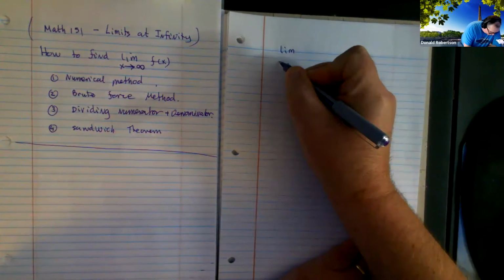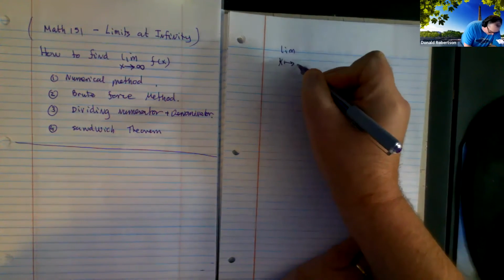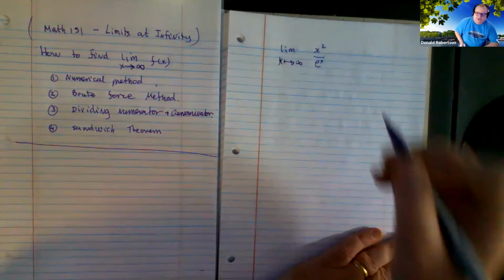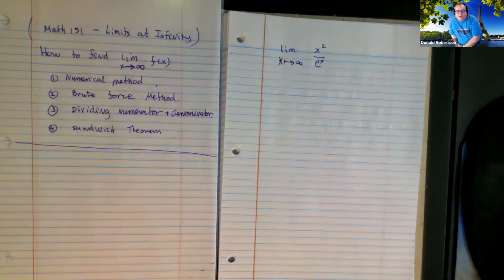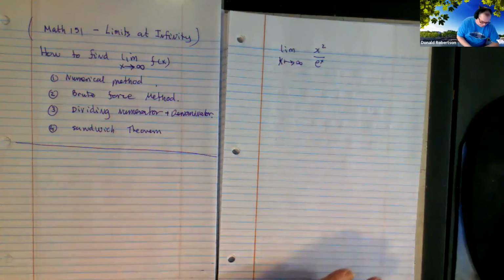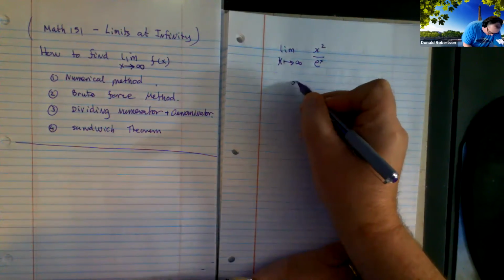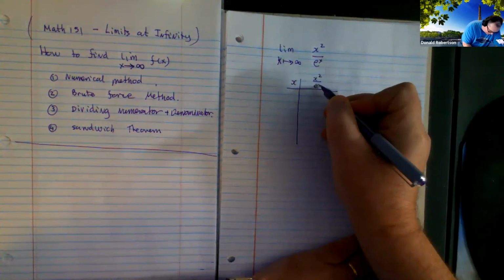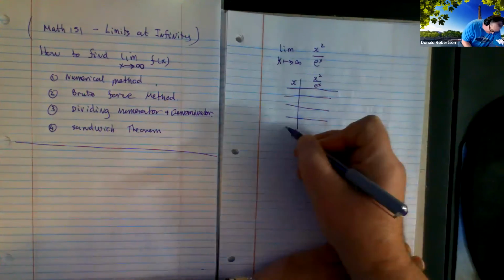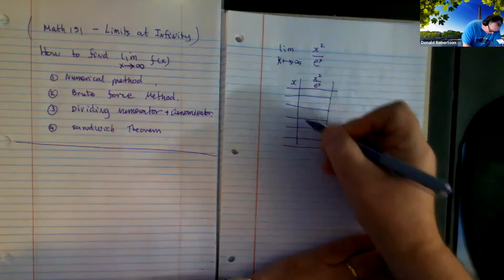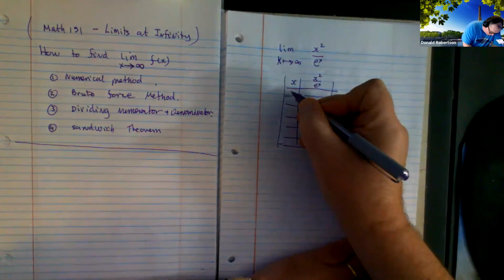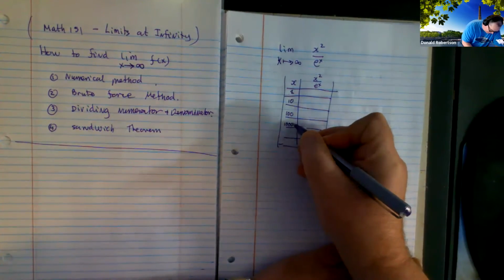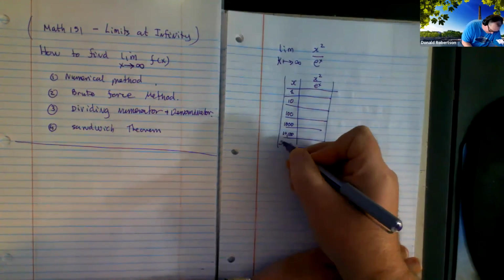Let's suppose I wanted to know the limit as x tends to infinity of x squared over e to the x. One way to do that would be to just do a table of values. So you do x, and then you evaluate x squared over e to the x. You do as many numbers as you like, but I might start at 1 and then do 10, then 100, then 1,000, and then maybe 10,000, and then maybe finish with 100,000.